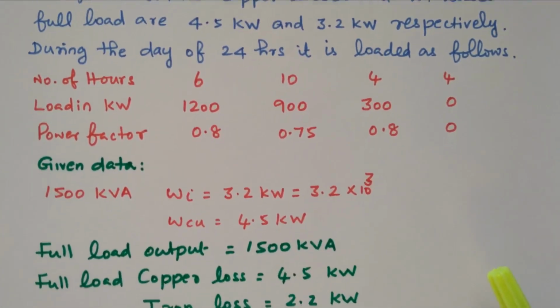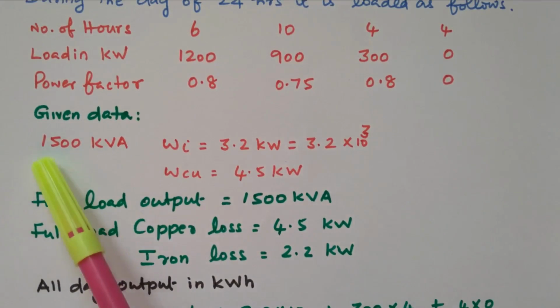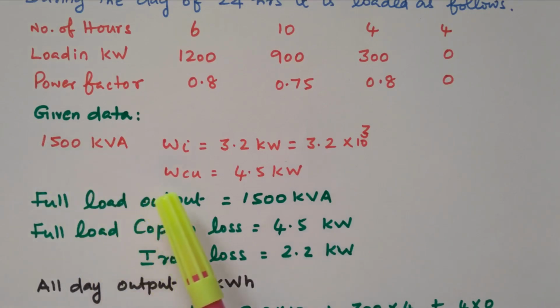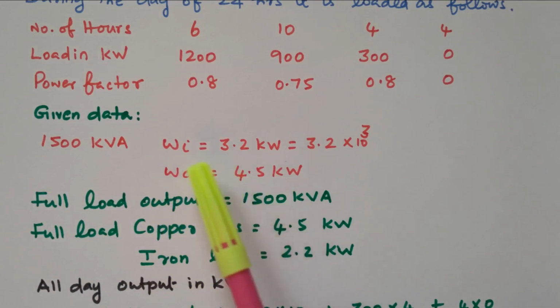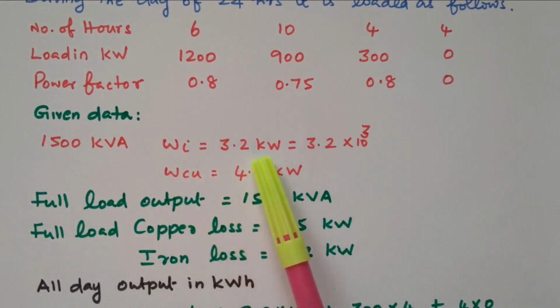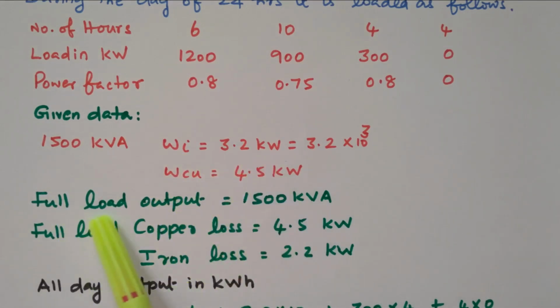I will see the given data. The 1500 kVA is given, the rating of the transformer. At full load, the copper loss and iron loss are given. Copper loss is 4.5 kilowatt. Iron loss is 3.2 kilowatt. So the full load output is 1500 kVA. Full load copper loss is 4.5 kilowatt. Full load iron loss: iron loss is irrespective of the load.